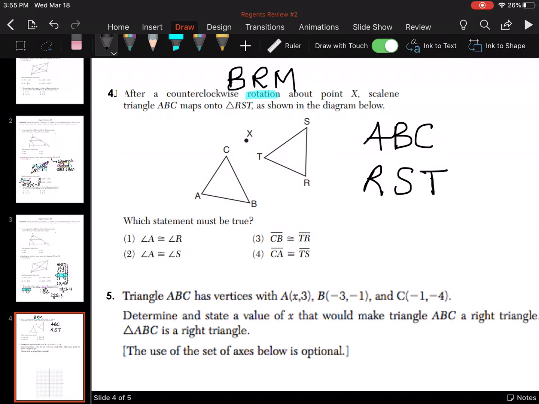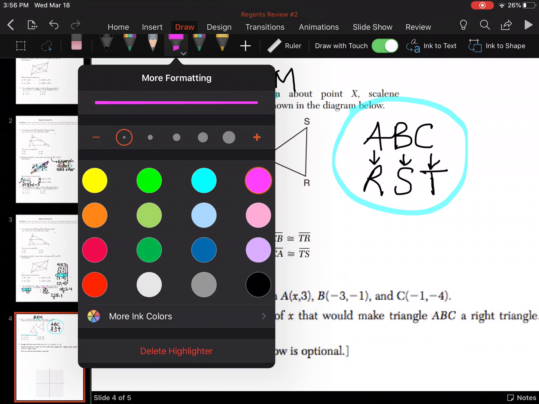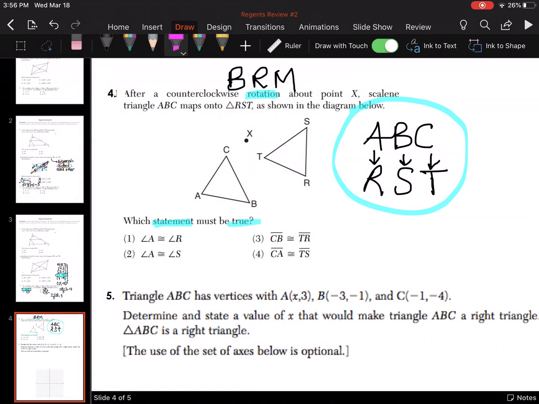I like to write the letters on top of each other because now we know that A corresponds to R, B corresponds to S, and C corresponds to T. So if they're asking us which statement must be true, it's easier to look at this than the picture, because the picture already has been rotated. So let's go. First it says angle A is congruent to R.